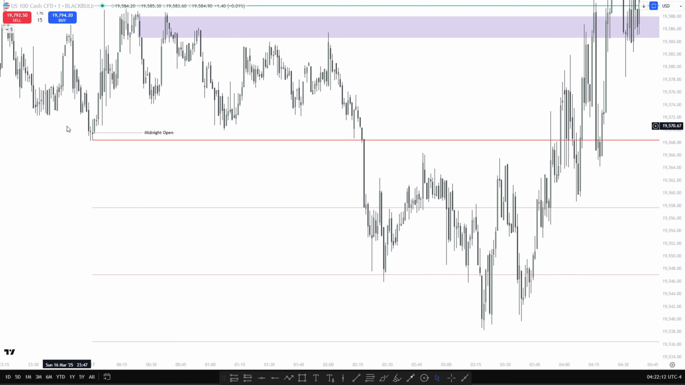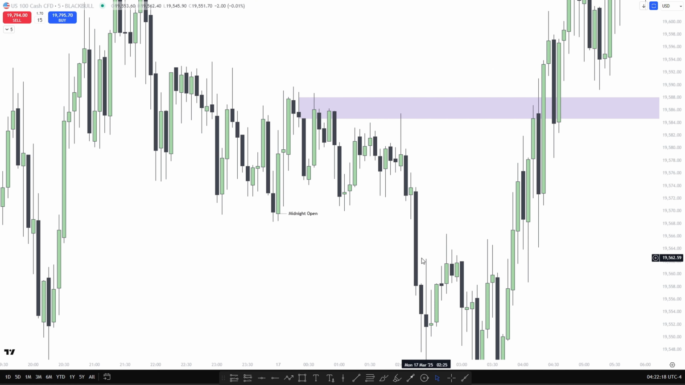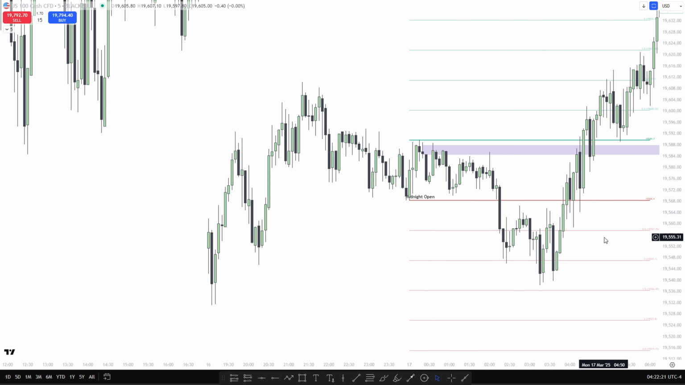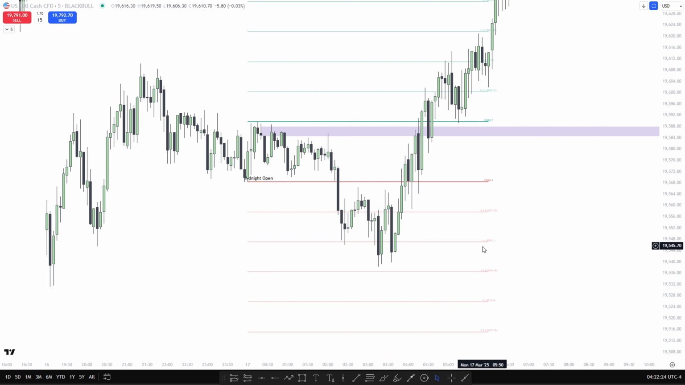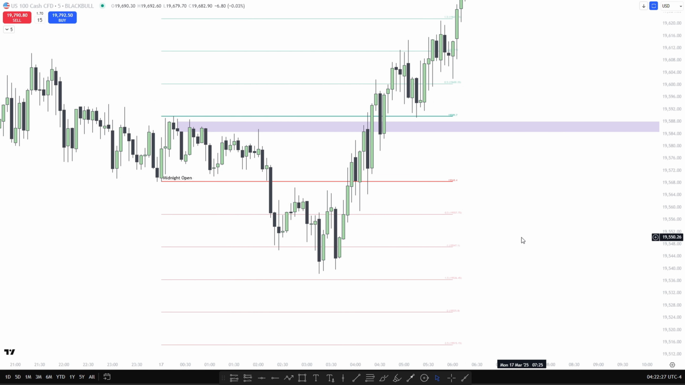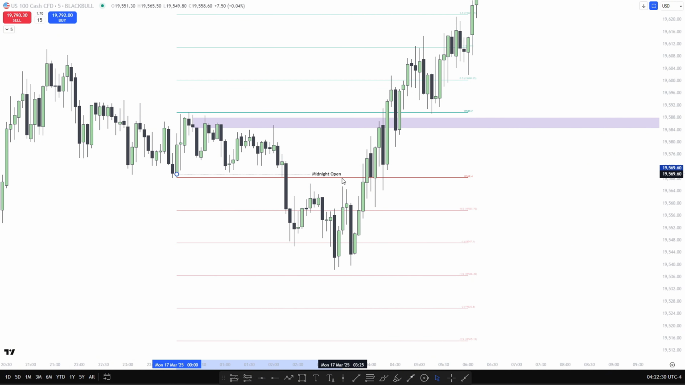It's more visible on the 5 minute, because you can see the standard deviations here on the 5 minute. So that's your midnight open. At 2 o'clock, it goes down to 0.5 standard deviations and then to 1 standard deviation. Then it starts consolidating around these levels, from half standard deviation to 1 standard deviation.